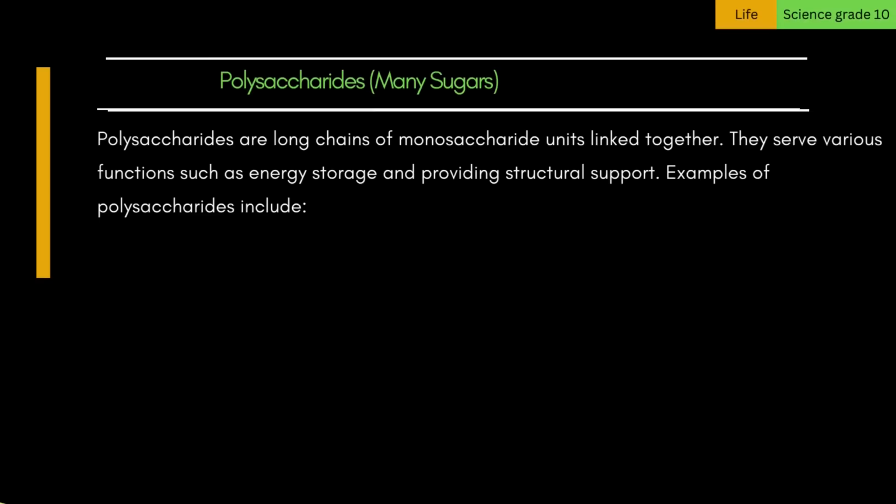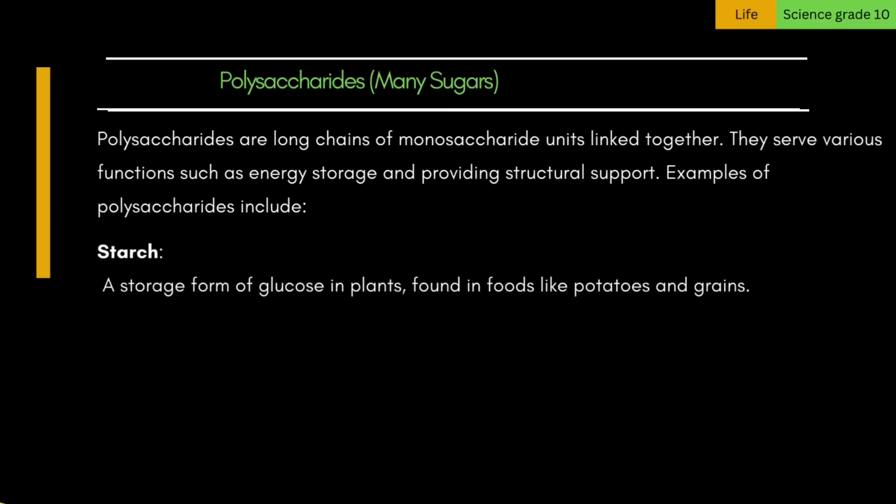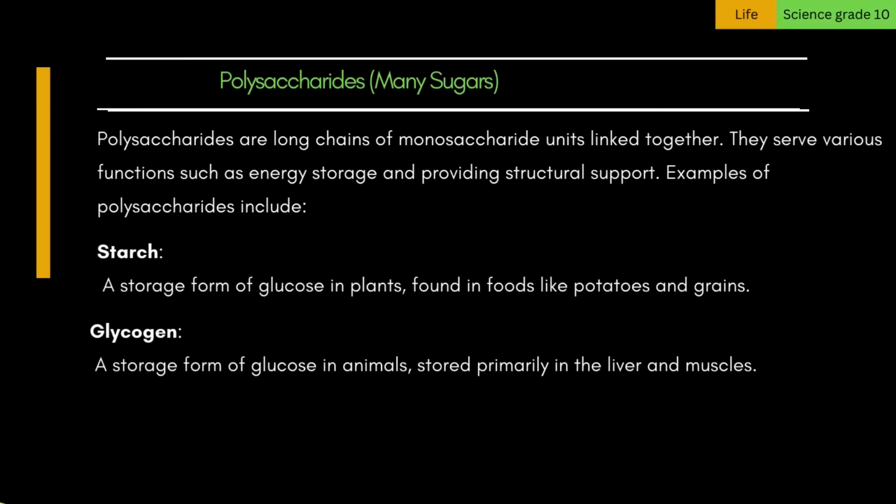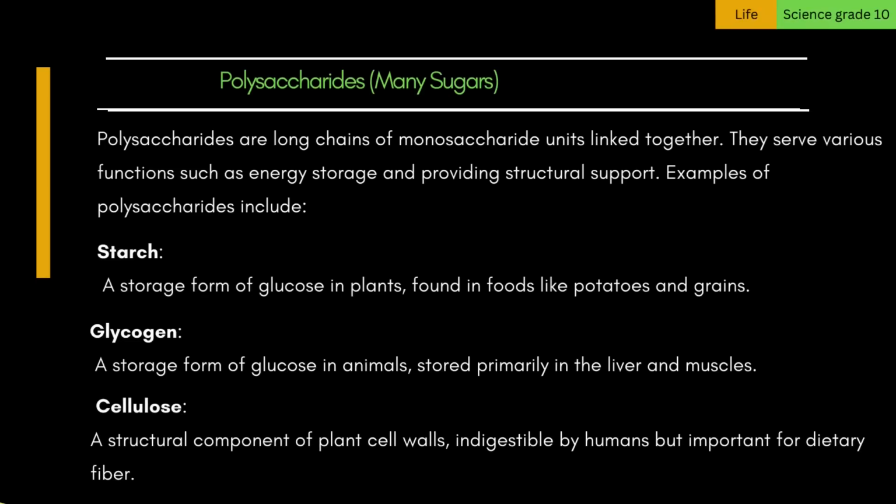3. Polysaccharides, many sugars. Polysaccharides are long chains of monosaccharide units linked together. They serve various functions such as energy storage and providing structural support. Examples of polysaccharides include starch, a storage form of glucose in plants, found in foods like potatoes and grains. Glycogen, a storage form of glucose in animals, stored primarily in the liver and muscles. Cellulose, a structural component of plant cell walls, indigestible by humans, but important for dietary fiber.